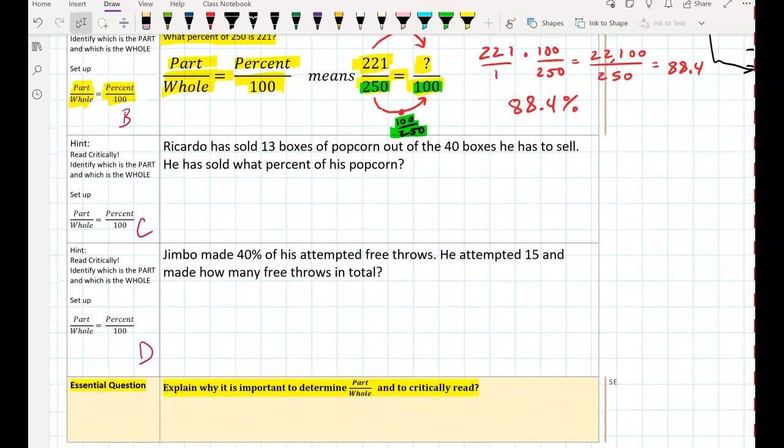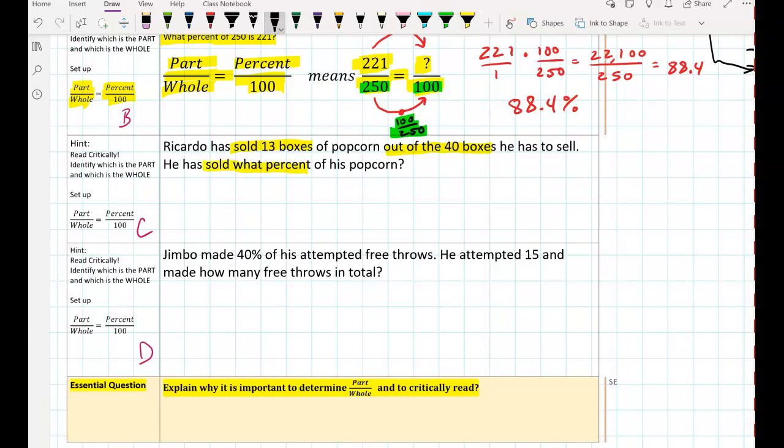It says that Ricardo has sold 13 boxes of popcorn out of the 40 that he had to sell. So he sold 13 boxes out of 40. Please make sure that you always write down everything that I highlight. So he has sold what percent of his popcorn?